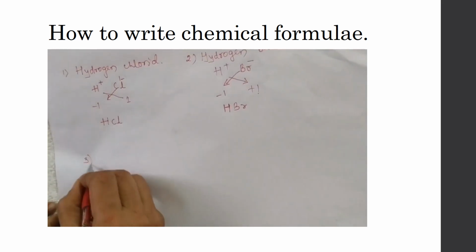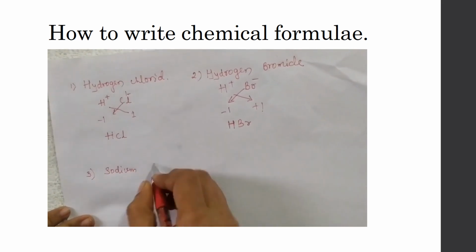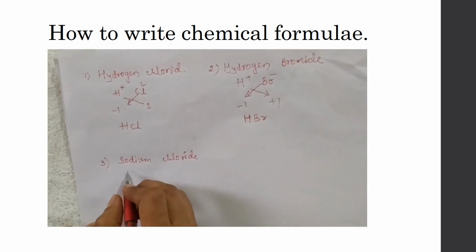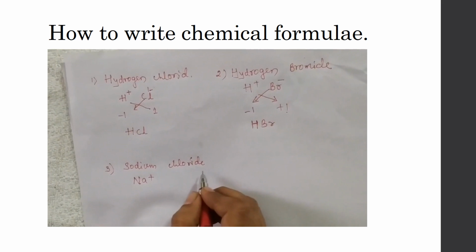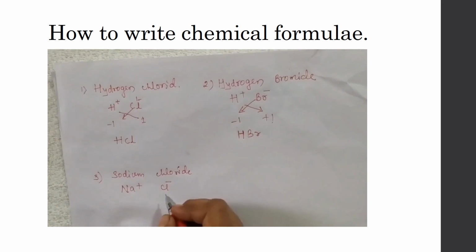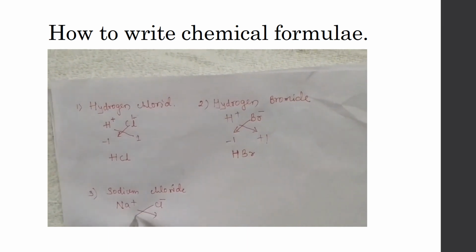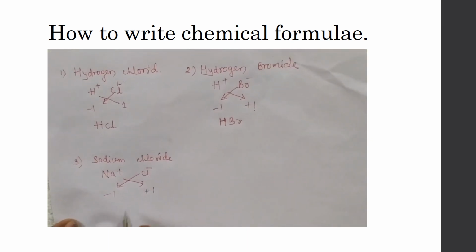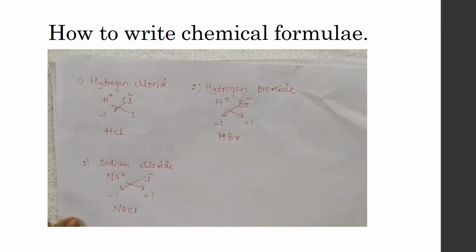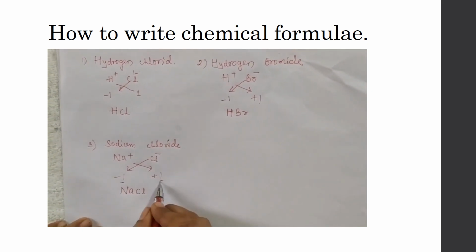One more example we will write here: sodium chloride. The formula of sodium is Na+, whereas chlorine is Cl-. The valency of sodium is 1 plus and chlorine is 1 minus. Minus 1, plus 1. Now we write the formula as NaCl, which is sodium chloride. Here the subscript is 1, that's why we avoid writing it.